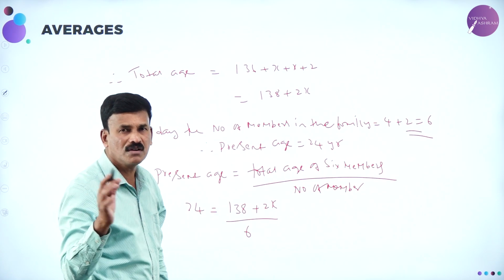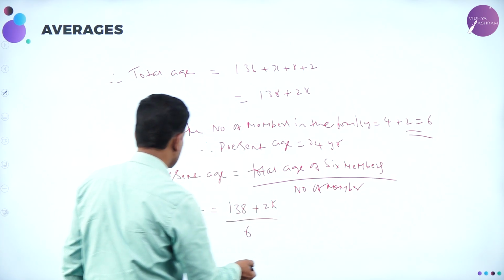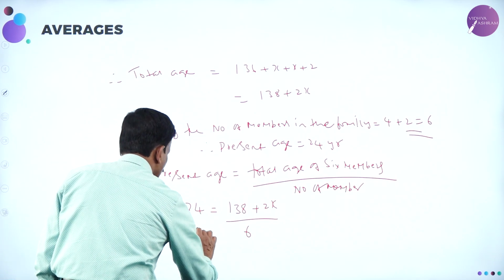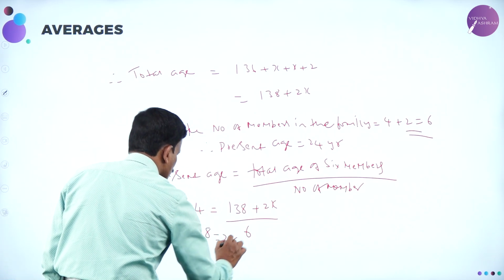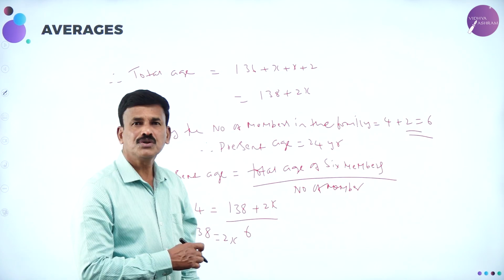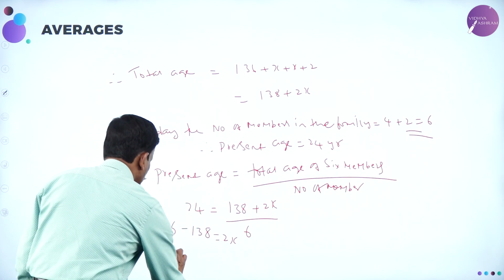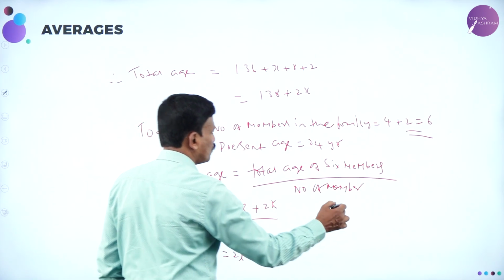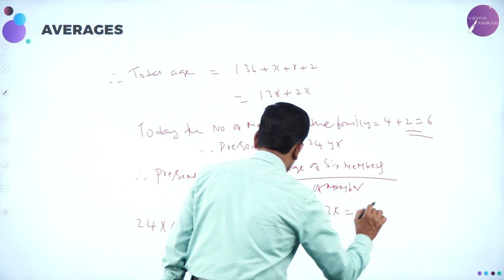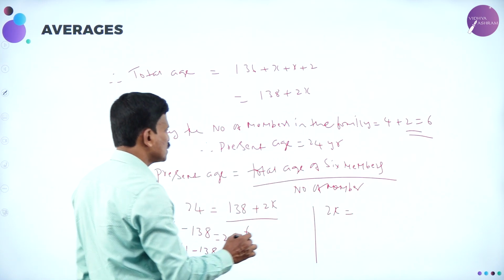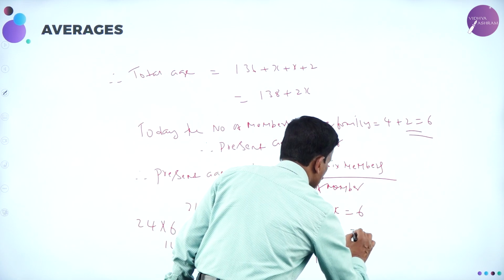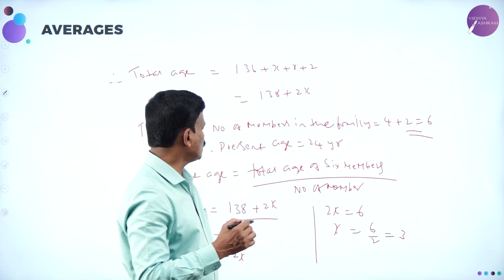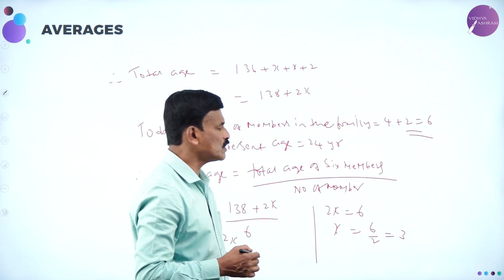Simplify this, you will get the value of x. That's it. Okay. Now, what is this equal to? 24 into 6 minus 138 is equal to 2x. 24 into 6 is 144, minus 138 is equal to 2x. So 2x is equal to 6. x is equal to 6 by 2, which is equal to 3.